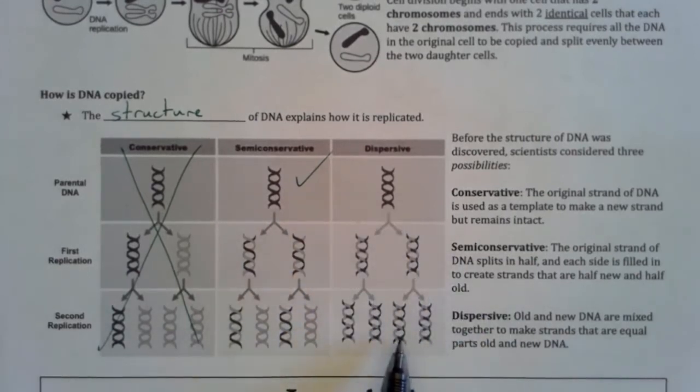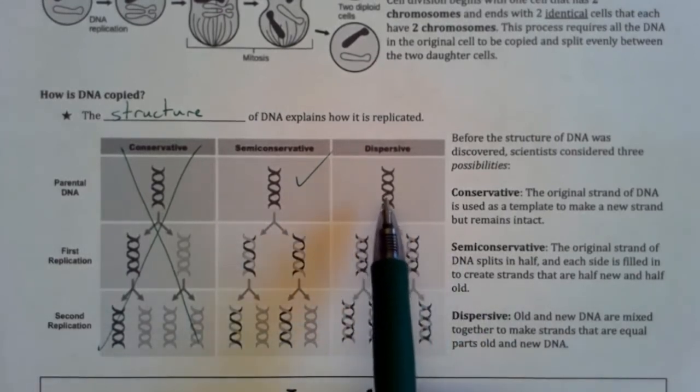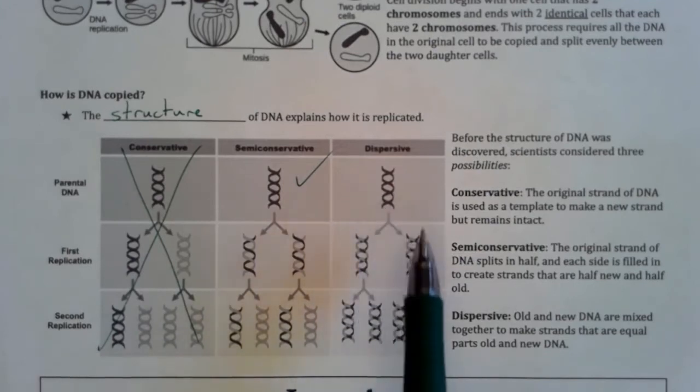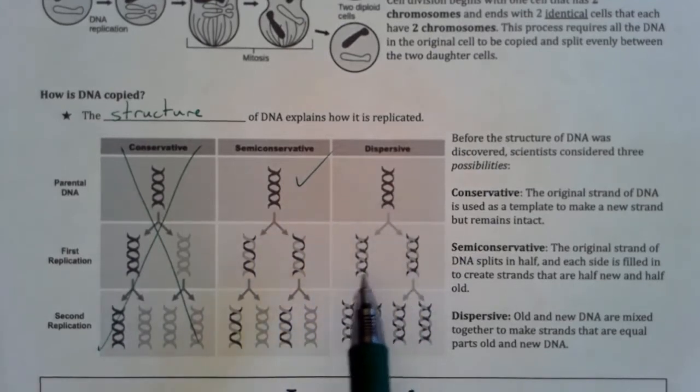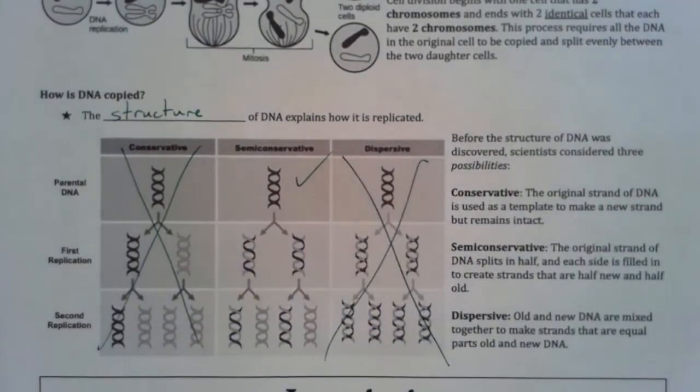Another idea was the dispersive model, and that says that old and new DNA just gets randomly blended together. So every new piece of DNA has a little bit of old, a little bit of new, all scrambled up. Not how it works. So for the rest of this, we're going to focus on semi-conservative because that's what actually happens.